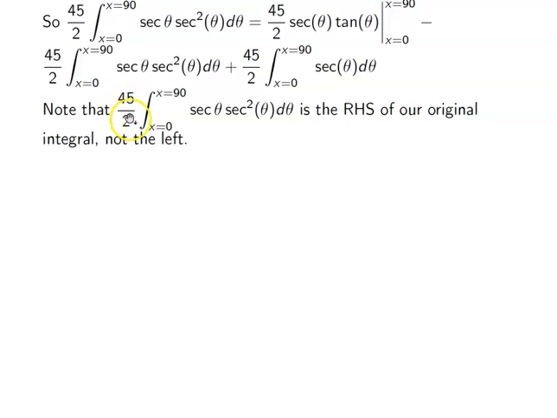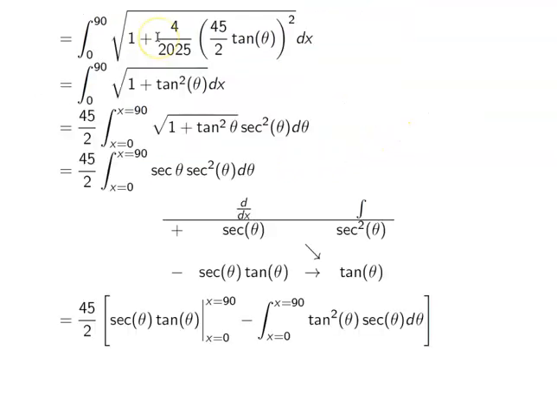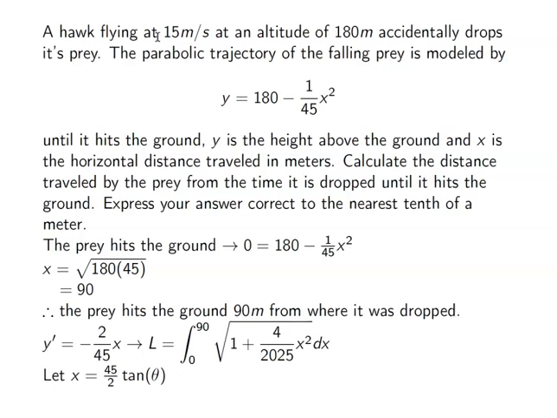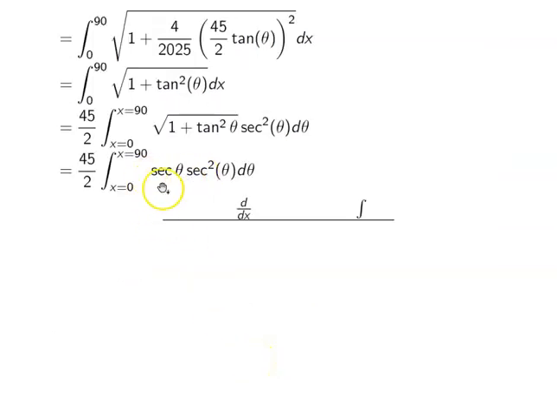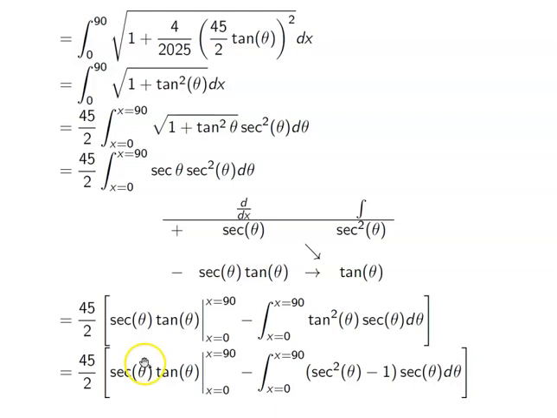So here, again, note that 45 over 2, integral from x is 0 to 90, secant cubed to secant squared theta, is the right-hand side of my original integral, not the left. My original integral that I'm trying to find, just so that we're clear, is this thing. So this was a right-hand sided portion, right? It's not equal to what I was trying to find before.